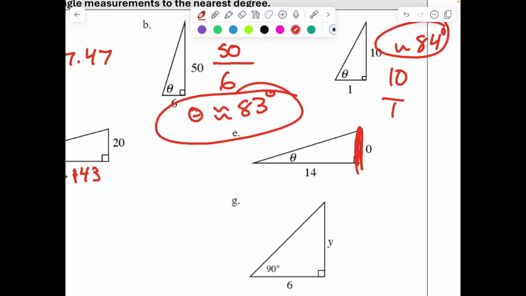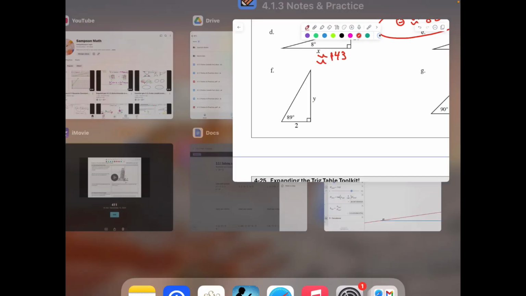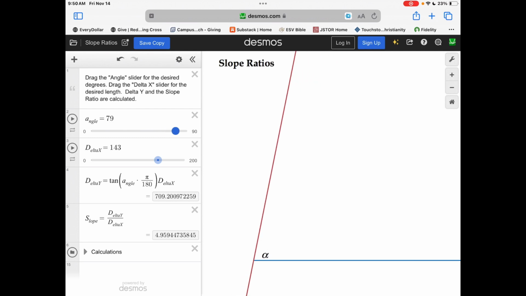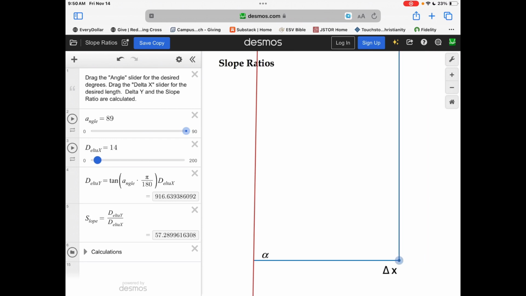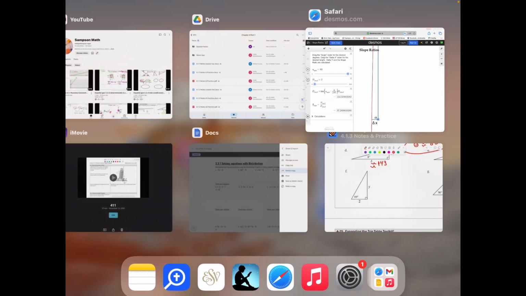All right. Let's see. If the side here is 0, that's no slope. That's a horizontal line. There's no angle here. So the angle here is 0 degrees. 89, we don't have this on our toolkit either. Okay. So a change in x of 2, our angle is 89. Change in x of 2. And our y is 114.58.